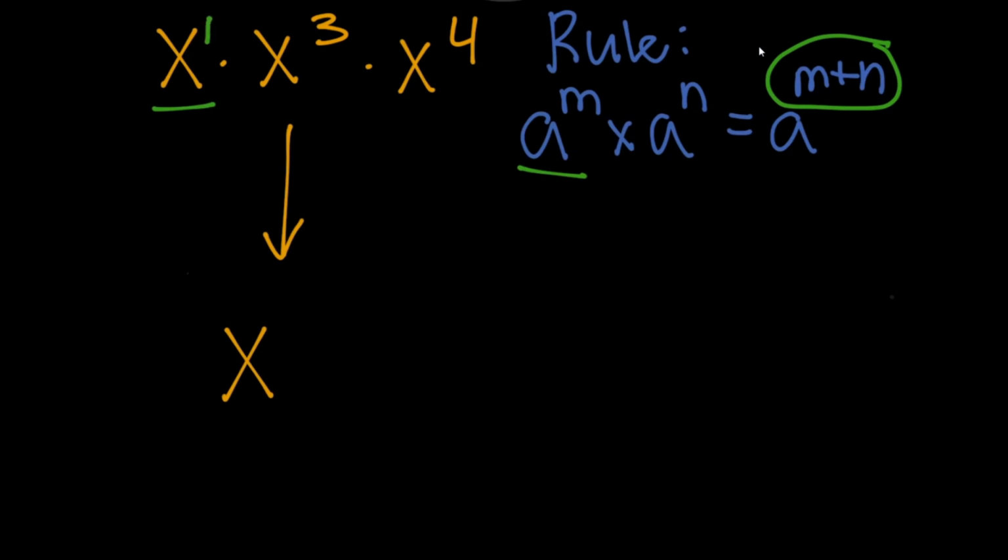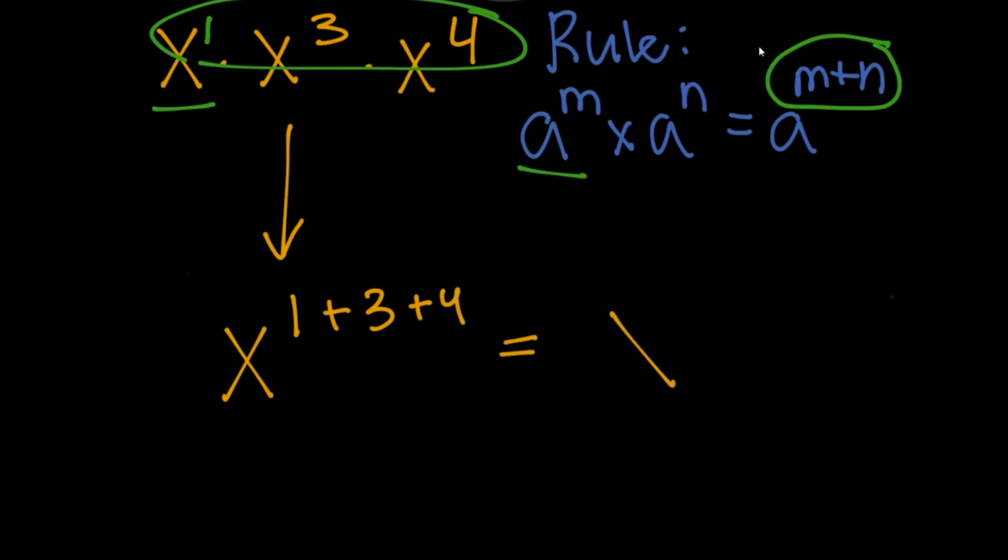And then the second step is to add up the exponents together. For this first term, it's assumed that the exponent is 1. So what we can do is add our exponents together. So 1 plus 3 plus 4. And this gives us our final answer, which is x to the power of 8.